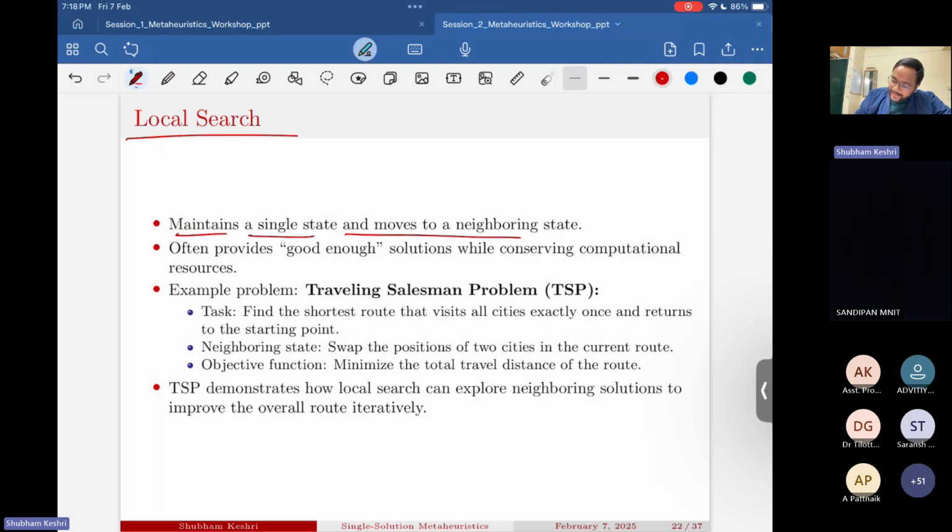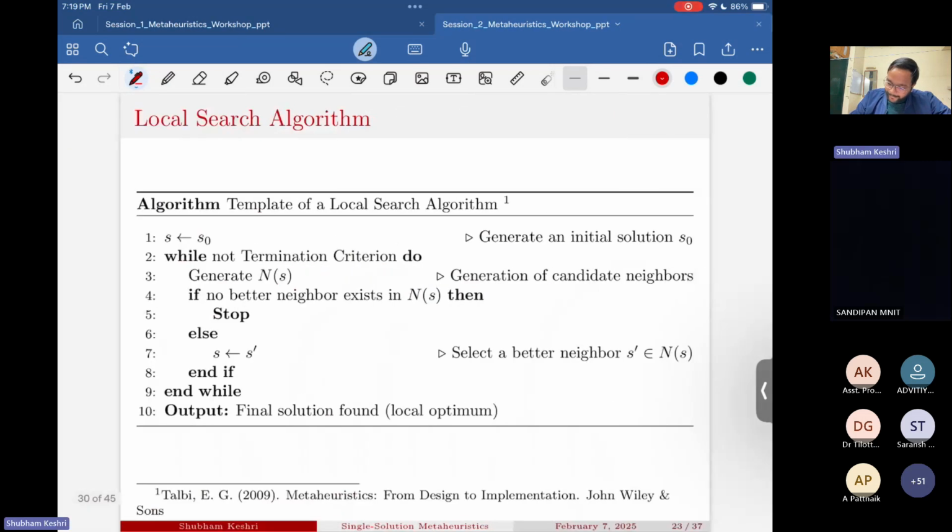Maintain a single state and move to the neighboring state. Often provides good enough solution while conserving computation time. So we will take the example of traveling salesman problem. Okay, so this is the algorithm. I have written the algorithm here. I have taken it exactly from this book. I'll try to make it understand and then we'll take one example as well.